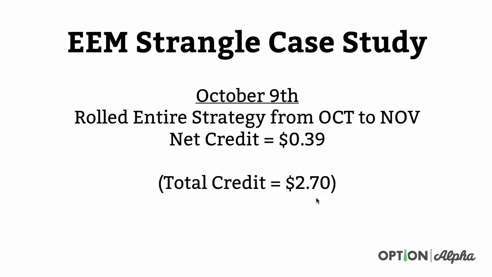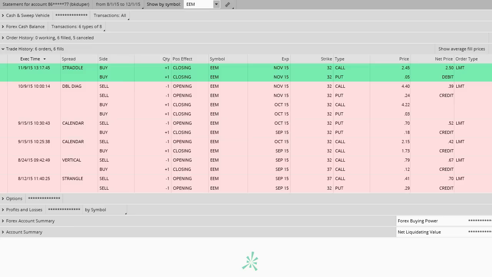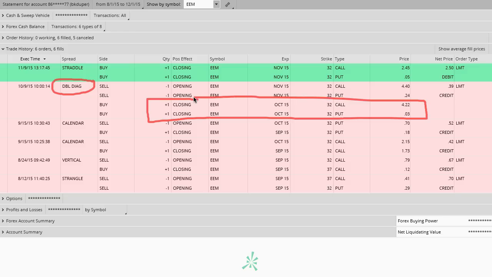Notice we're getting paid to continue to hold this trade. And that's all it's about, is continuing to reduce risk by getting a credit and maintain the position another month out. So now you can see we've rolled this entire position out from October to November. So we used one single double diagonal order to accomplish this back on October 9th. So we rolled the trade from the October strikes.